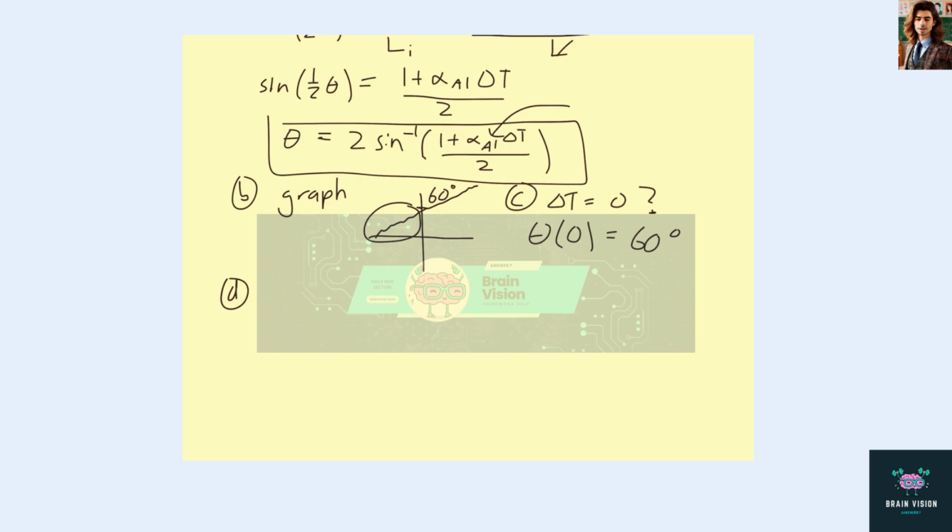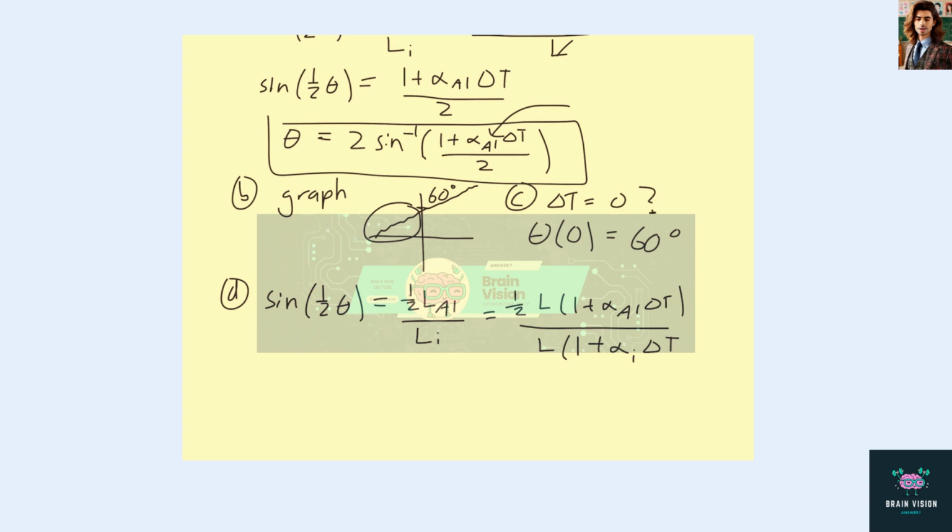Now D, now let's consider the invar changes. So let's return to our equation we had before. Sine of 1/2 theta is equal to 1/2 the length of the aluminum side over the length of the invar side. And just like before, we had expanded out our aluminum side, so we had 1/2 L times 1 plus alpha aluminum delta T. But now we also need to expand our invar side, and that's of course just going to be L times 1 plus alpha invar delta T.